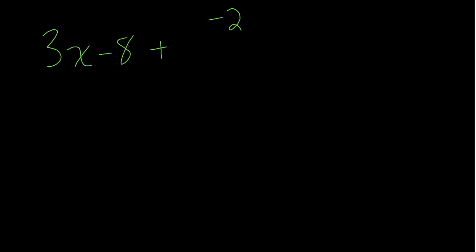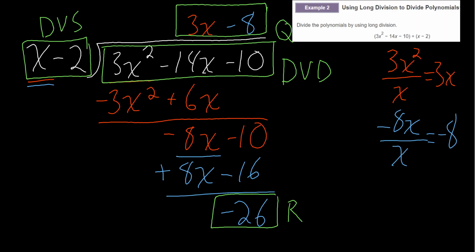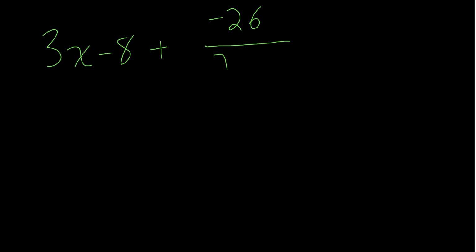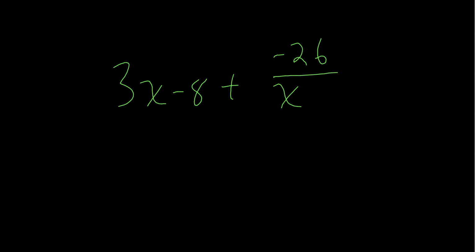I'll check it out when I get there. Over my divisor, so my remainder is true. My divisor is x minus 2. Quotient plus remainder over divisor, and that's it. That's the solution. Let's actually make it a little bit prettier.